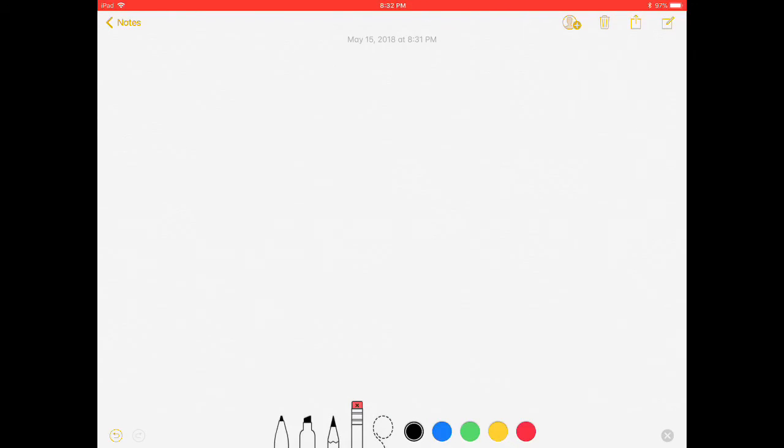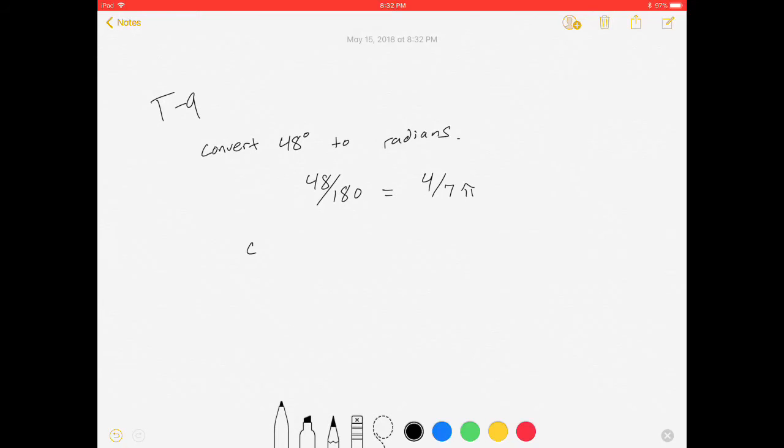Next we have target 9, I believe. Yeah, target 9. Target 9 is radians. First we're going to convert 48 degrees to radians. What you have to do is multiply 48 by pi over 180. That would equal 48 over 180, which is 4/15, and then you just put the pi at the end, so 4/15 pi.